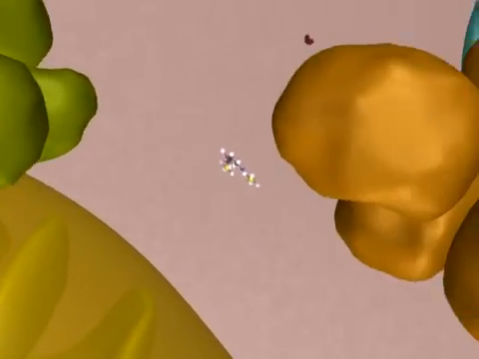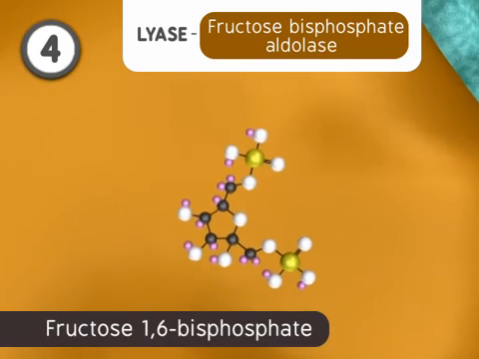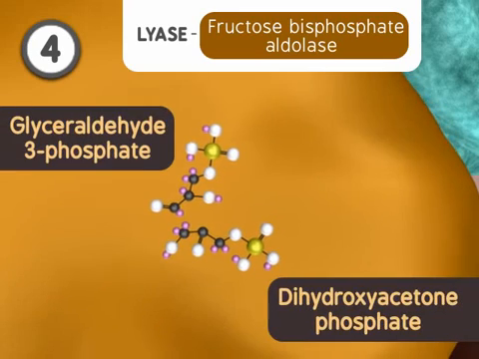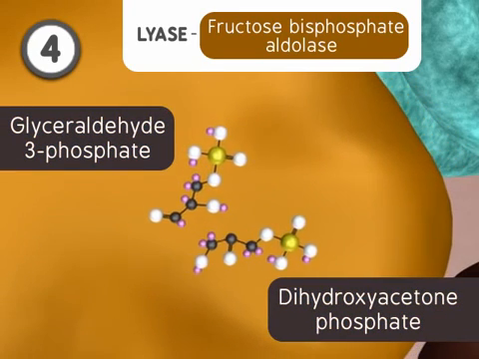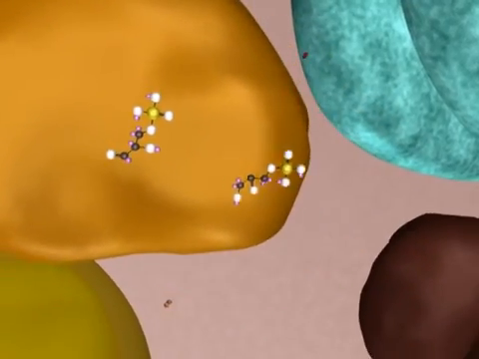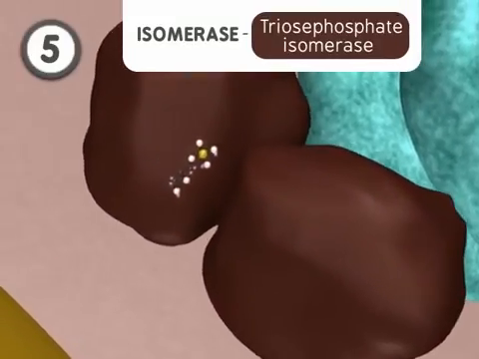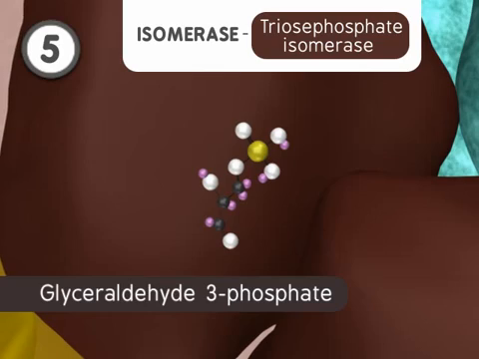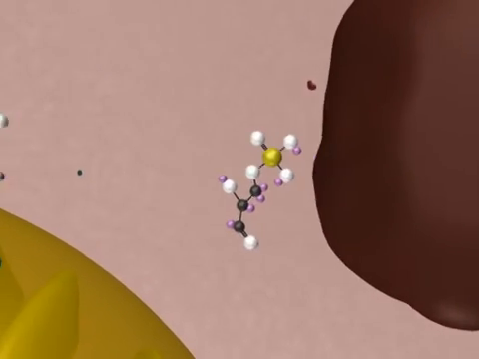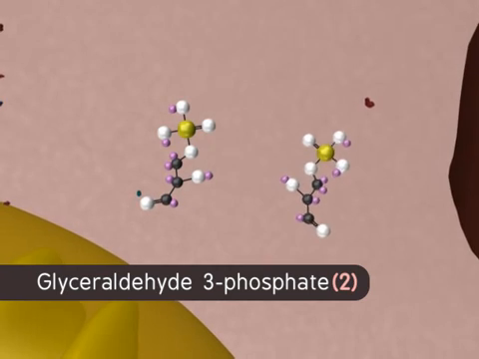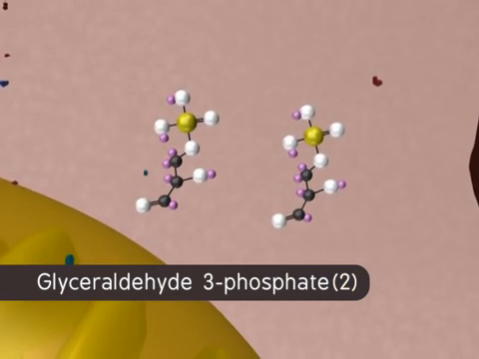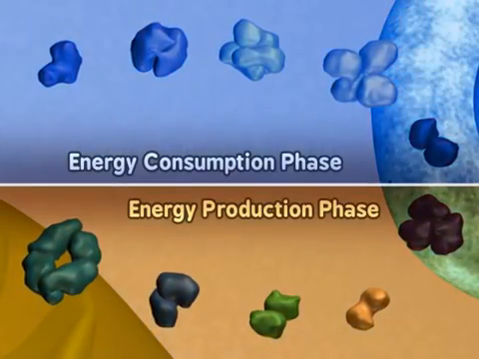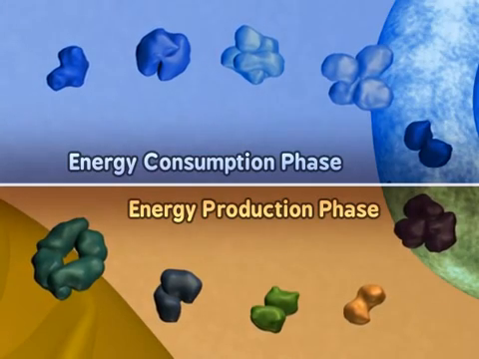In the fourth step of glycolysis, a lyase reaction splits the 6-carbon fructose 1,6-bisphosphate into two 3-carbon sugars, dihydroxyacetone phosphate and glyceraldehyde 3-phosphate. The dihydroxyacetone phosphate is rearranged by another isomerase to form a second glyceraldehyde 3-phosphate. At this point in glycolysis, glucose has been metabolized into two glyceraldehyde 3-phosphates and two ATPs have been consumed. The next 5 steps of glycolysis are the energy-producing phase.